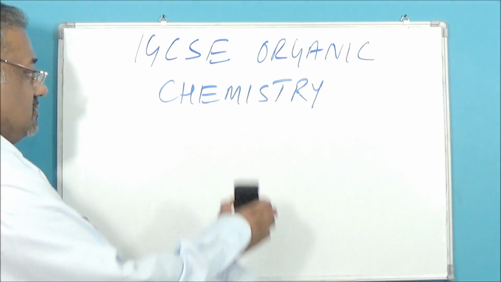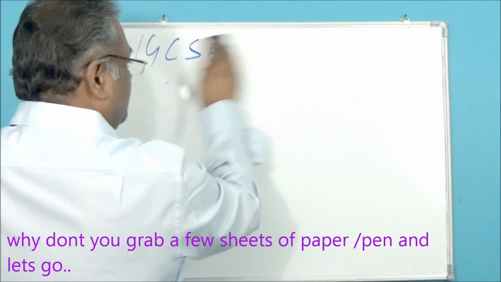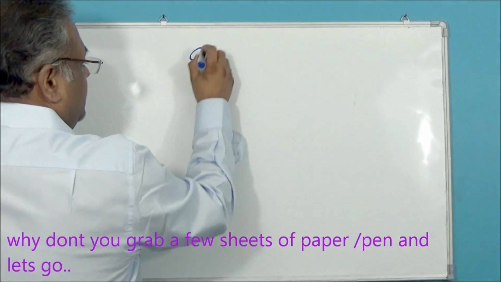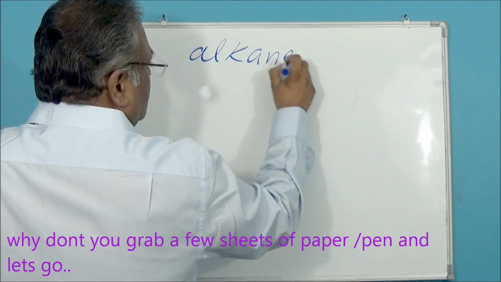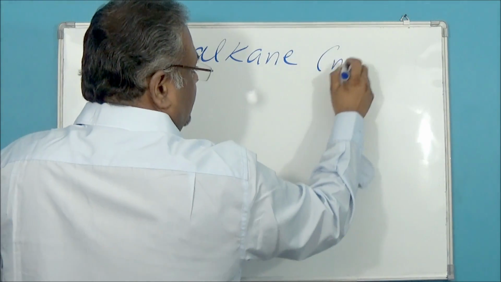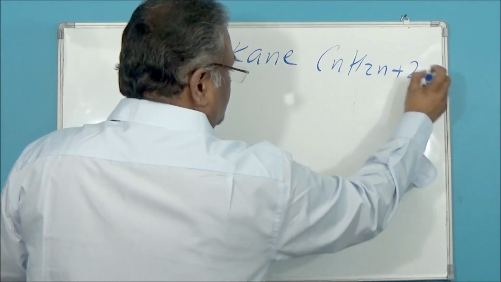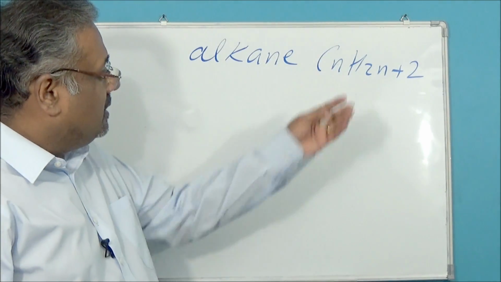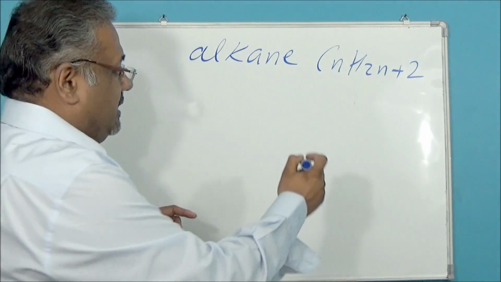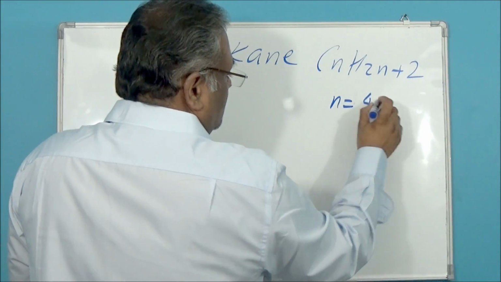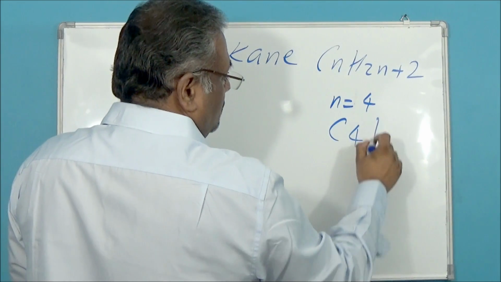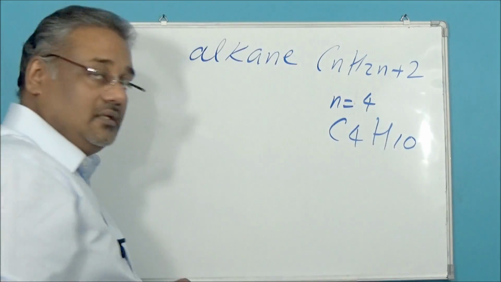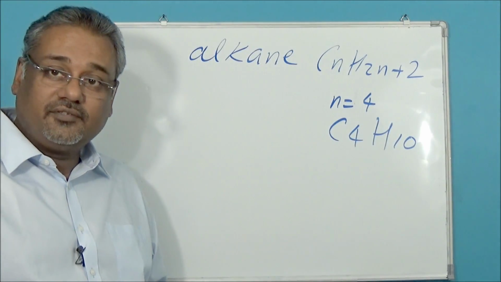First of all, I would like to start with the general reactions of alkanes. Now, the alkane family, they have a general formula CnH2n+2, where n is the number of carbon atoms. For example, if n equals 4, you could just substitute and say this is C4H, 2 times 4, 8, 8 plus 2, 10. That's basically how you get to the molecular formula of various alkanes.